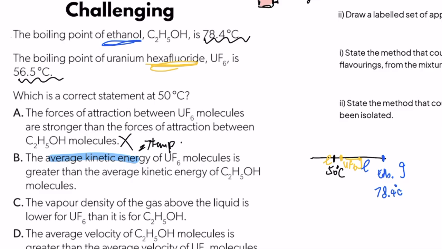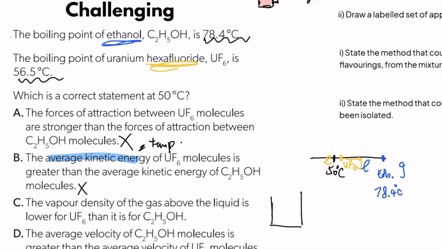And the question asked us, what is the correct statement at 50 degrees Celsius? So the average kinetic energy of UF6 is equal to ethanol. So again, option B is incorrect. And C, the vapor density of the gas above the liquid is lower for UF6 than it is for C2H5OH.